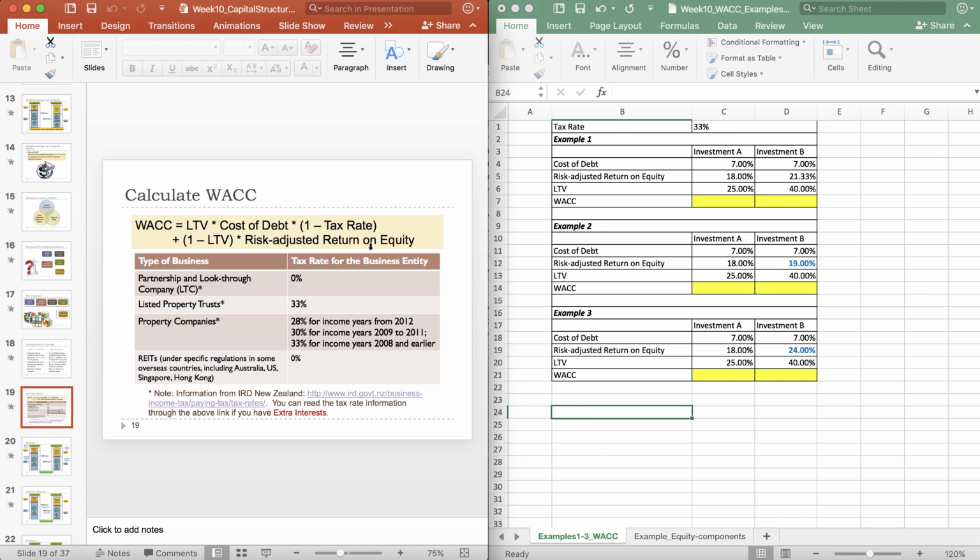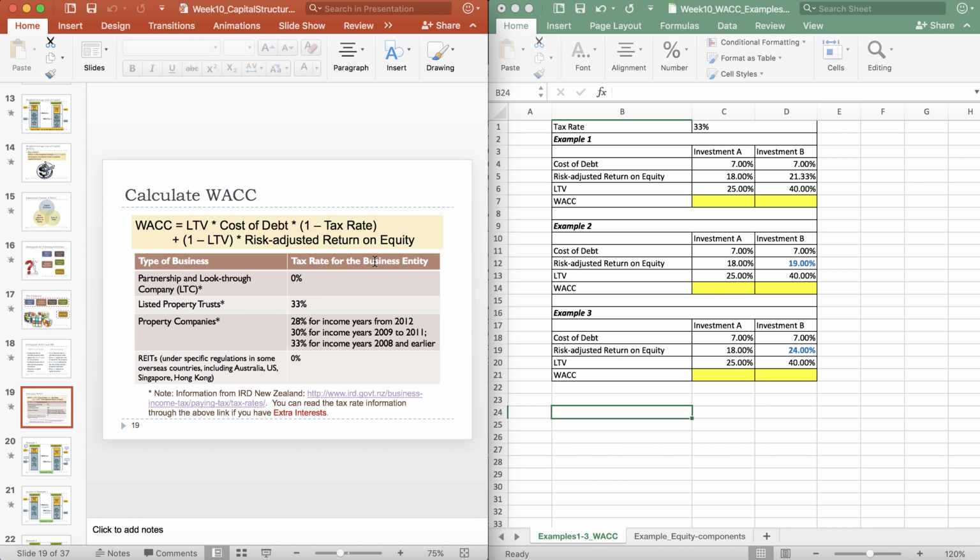So cost of equity, or we call it risk-adjusted return on equity, can be determined by the capital asset pricing model if we assume the investor is holding a well-diversified portfolio. Under a well-diversified portfolio, only systematic risk will be taken into account. So that's the reason we can utilize the capital asset pricing model to get this risk-adjusted return on equity.